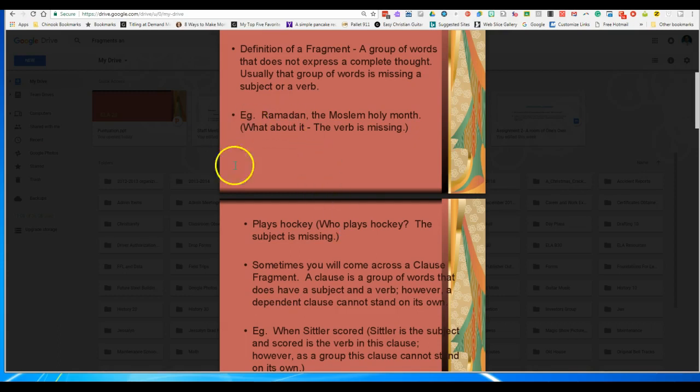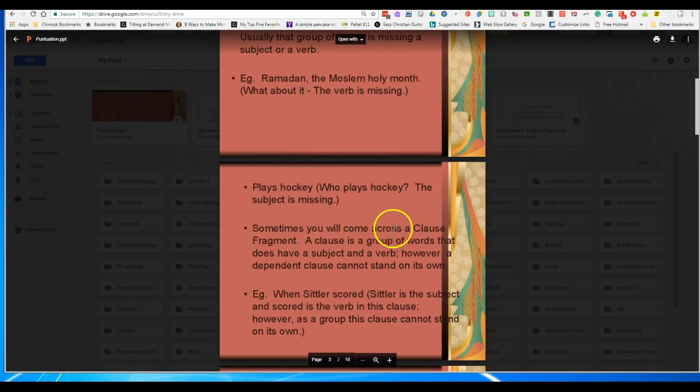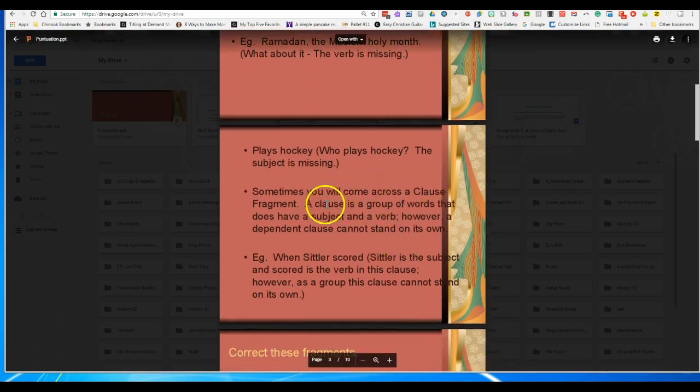Now, those are fairly easy to understand and pick out, but sometimes you come across these clausal fragments. A clause is almost a sentence. A clause, in fact, has the same DNA as a sentence. It has a subject and a verb, or at least it has that structure. The problem with a clause fragment, though, is it'll be written in a way such that it cannot stand on its own. That's something called a dependent clause.